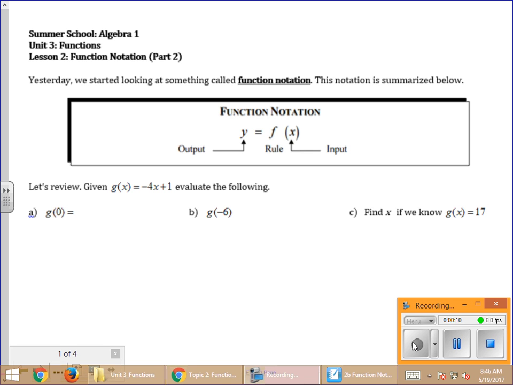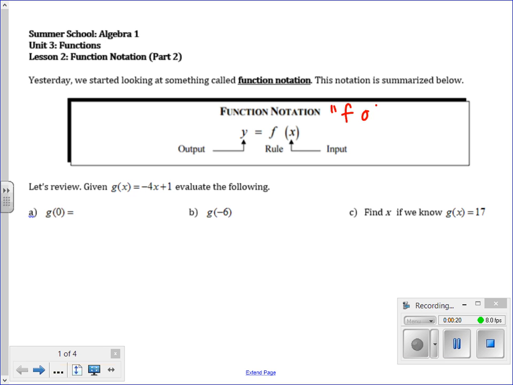All right, so yesterday we started looking at something called function notation. This notation is summarized below. So to review, function notation is spoken as, in this example, f of x. F means function of x. The number inside the parentheses is always an x value. It's an input, and what the whole function equals at the end is a y value. Let's review how to use function notation with an equation, and then we'll move on to tables and graphs in this lesson.